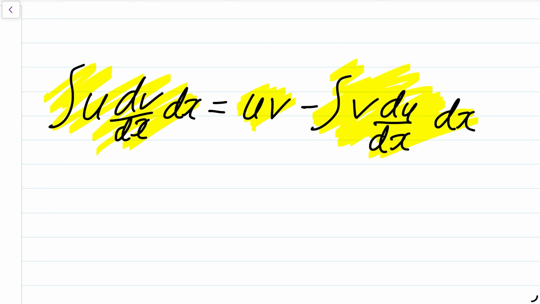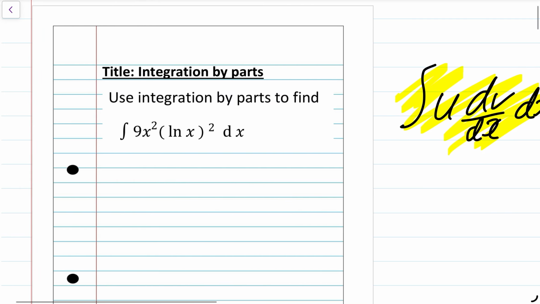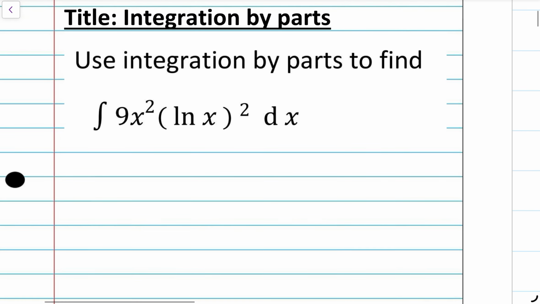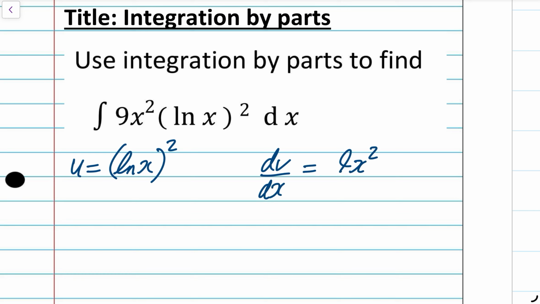Now typically what you do is you pick your u such that your du by dx is a much simpler function. I'll put a link in the description to how we integrate ln of x, but if you've got one where there's a ln of x, you make your u equal to your ln of x, and in this case your u is ln of x squared. Your dv then has to be the other bit, which in this case is 9x squared.